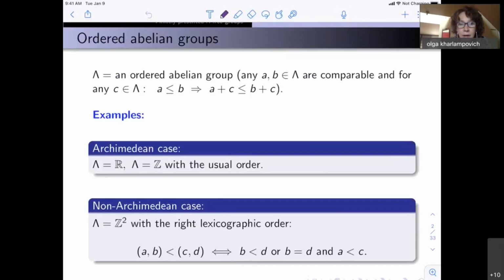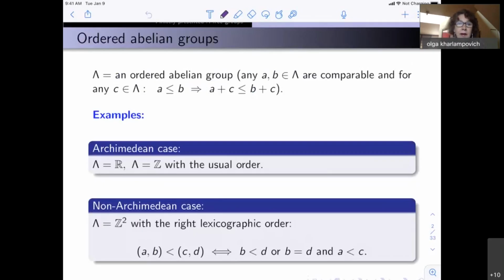Now, non-Archimedean, for example, Z squared with the right lexicographic order. So the pair (A, B) is less than (C, D) if either B is less than D, or B equals D and A is less than C. So it's the right lexicographic order, and this is a non-Archimedean case. So there are elements which are infinitely smaller than other elements.